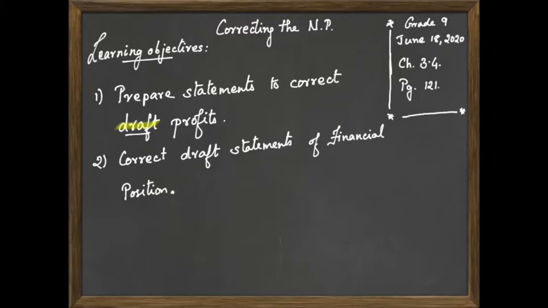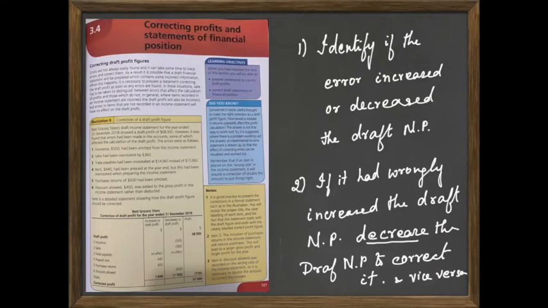So the profit which you get when you prepare your income statement, when your trial balance has a suspense account, is called a draft net profit. So in today's lesson, basically what you're going to do is you're going to correct these draft net profits in order to come to the correct net profit. And you're also going to correct your draft statement of financial position. So on page number 121, you have illustration 9, and we will discuss that.